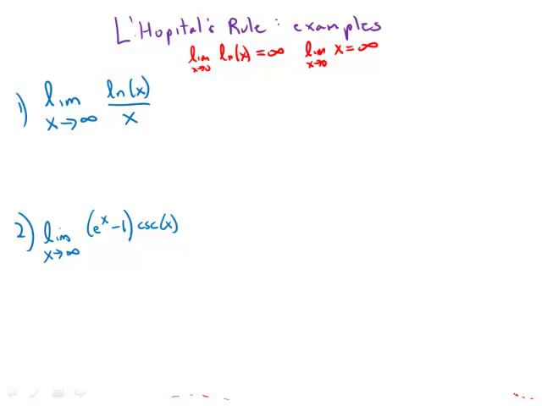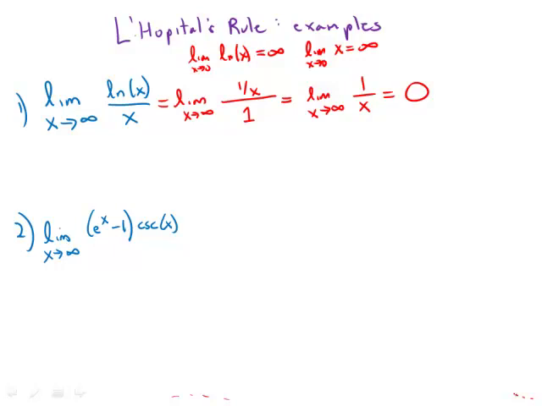use L'Hopital's rule. L'Hopital's rule tells us that this limit is going to be equal to the limit of the derivatives of the function. So the derivative of log x is just 1 over x. The derivative of x is just 1. And so this is the limit as x goes to infinity of 1 over x, which is 0. And that, in fact, is the limit. This function, log x over x, has a horizontal asymptote of y equals 0 as x goes to infinity.